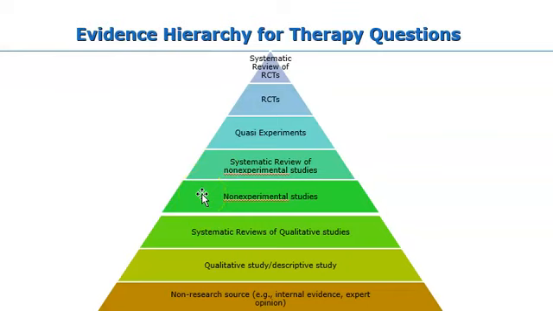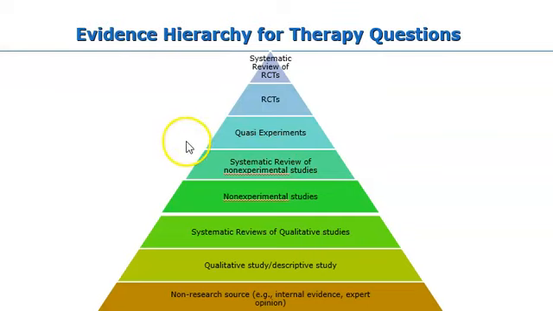So the whole point of this is to find the best evidence. If the tip of the top, systematic reviews of randomized controlled trials, is not available, then we need to go down the line and see what is available on our topic. What has been published? What's accessible to me? What can I read and appraise and see, is it a strong study?